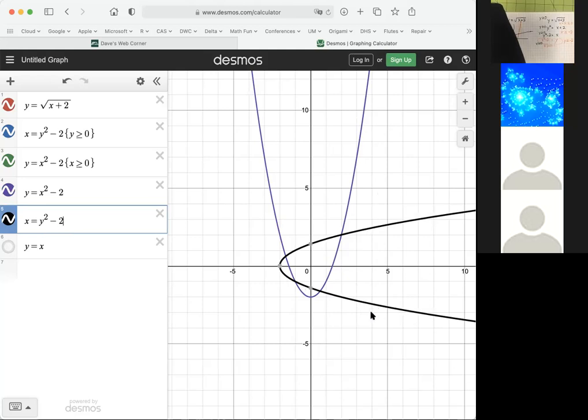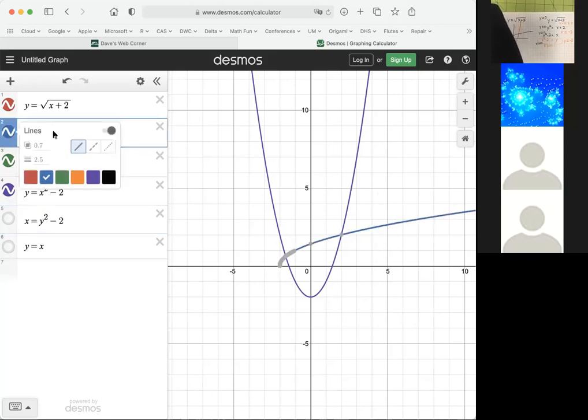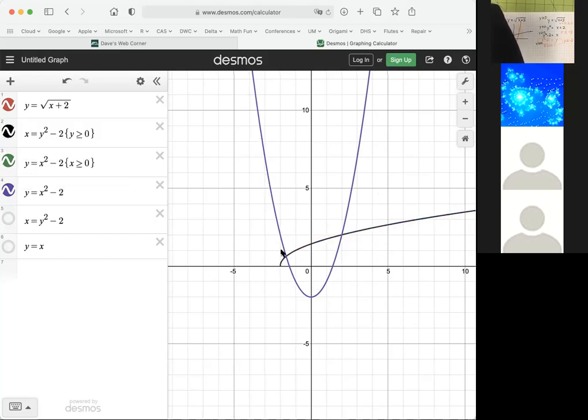So I erase the bottom part and I only use the upper part. I'll make it black for you. But that means I have to erase the left-hand side. If I want a perfect mirror image, I have to erase the left-hand side of this parabola, and only use the part where x is greater than or equal to 0. Now I got a perfect mirror image, and they are both legitimate functions.